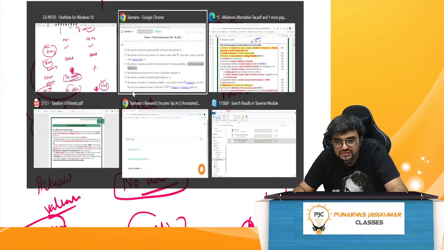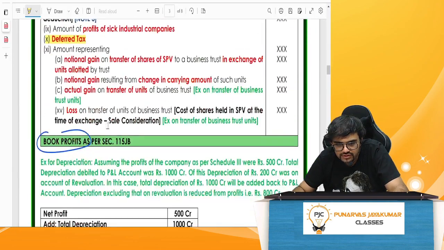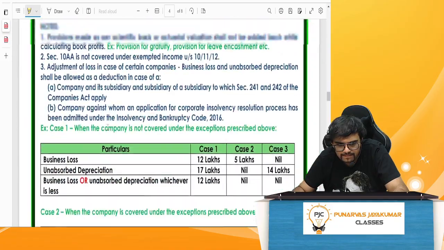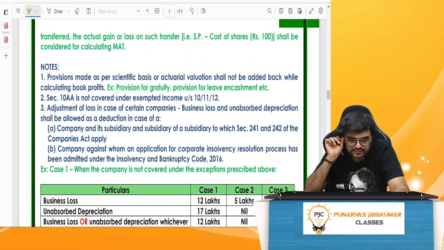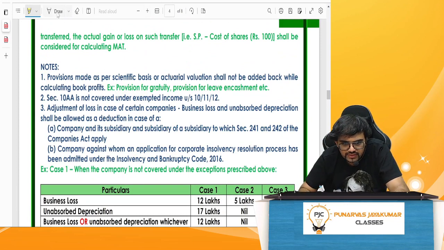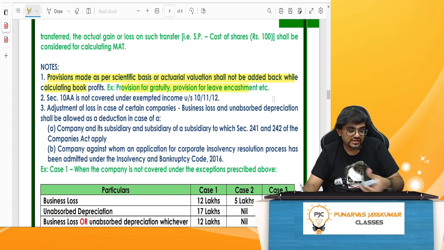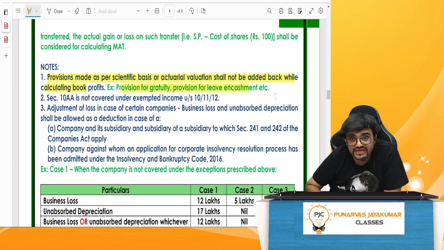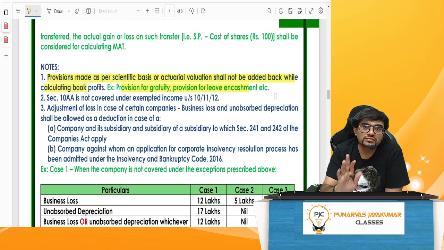Anyway, I've written it down here, check it out. Note number 1, you see. Provisions made as per a scientific basis or actuarial valuation shall not be added back while calculating book profits. Why? Because they are scientifically generated. So provision for warranty, contingency, loss are all unascertained, but provision for warranty, if it is on a scientific basis, then it is allowed. That is what Rotork said.